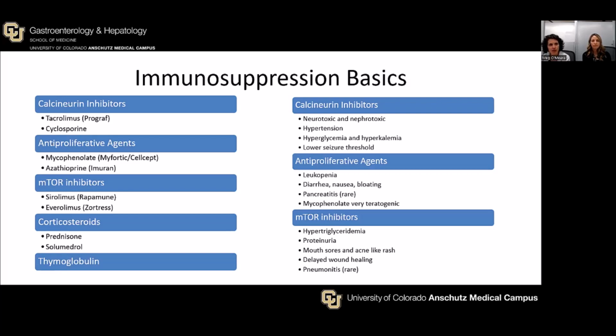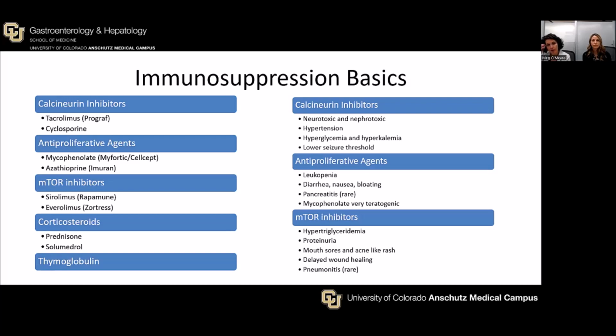The last point I want to make about this class of medication is that it delays wound healing. So we try to emphasize this to patients who are on these medications, but it's good for the community providers to know as well. If a patient is on an mTOR inhibitor and planning to undergo a major surgery, like an open abdominal surgery, we will typically transition them off of the mTOR in preparation for surgery to ensure that they have adequate healing post-operatively.